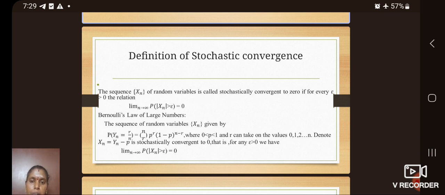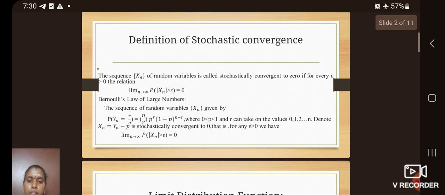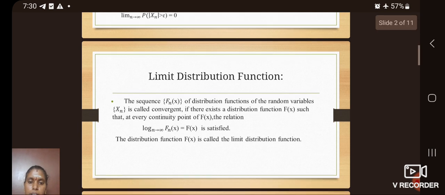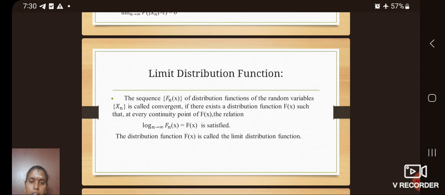Next, we see Bernoulli's law of large numbers. The sequence of random variables Yn given by probability of Yn equal to r by n equals nCr p power r into (1 minus p) whole power n minus r, where p lies between 0 and 1 and r can take on the values 0, 1, 2, etc., n. Denote Xn equal to Yn minus p, which is stochastically convergent to 0. That is, for any epsilon greater than 0, we have limit as n tends to infinity of probability of modulus Xn greater than epsilon equals 0.